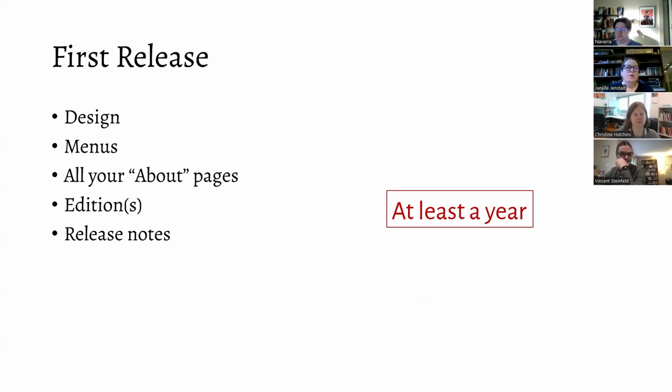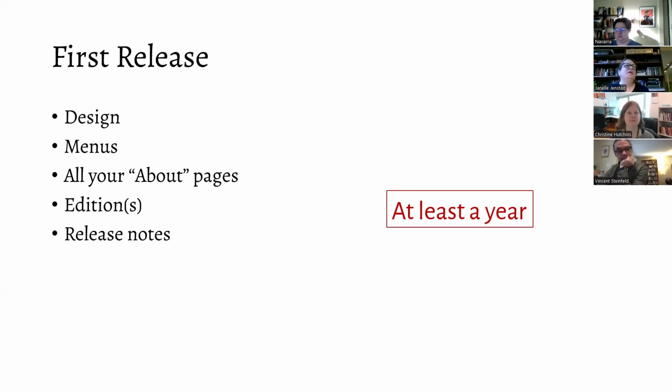And so we need to think about design. We need to implement a design. We need to figure out menus. We need to figure out your about pages and put them under the right menus and provide content and encode the content. And then we have the editions that we have to prepare for publication and write release notes.